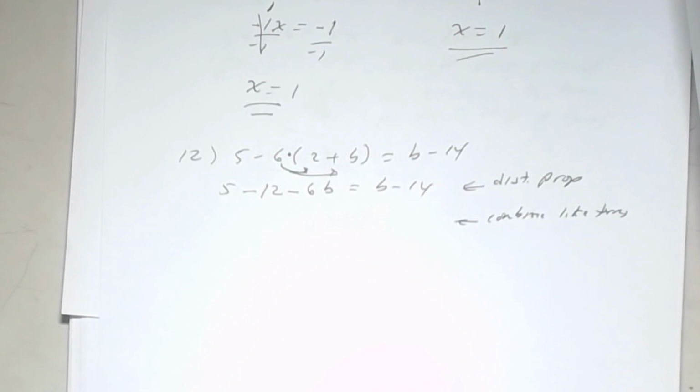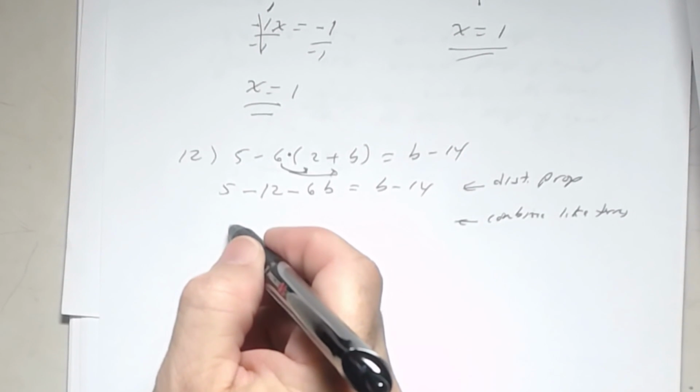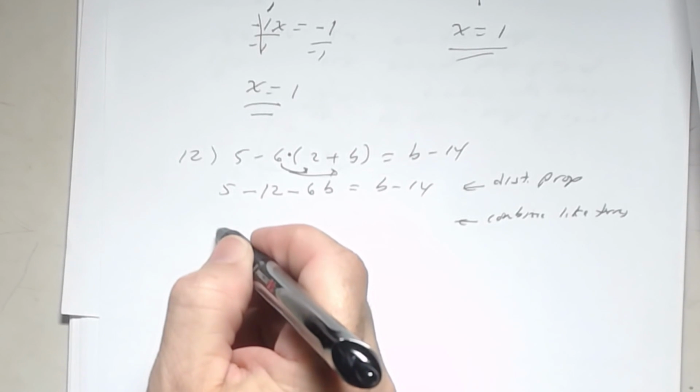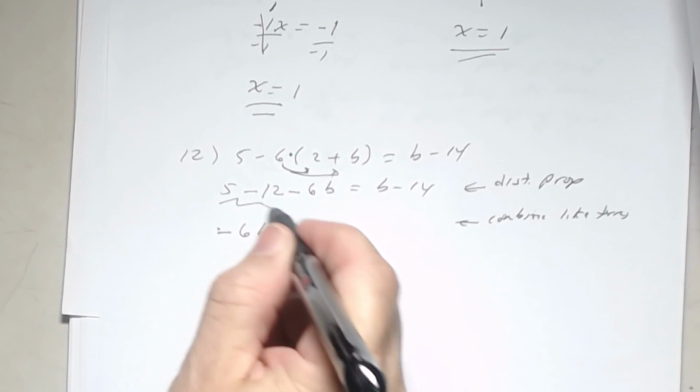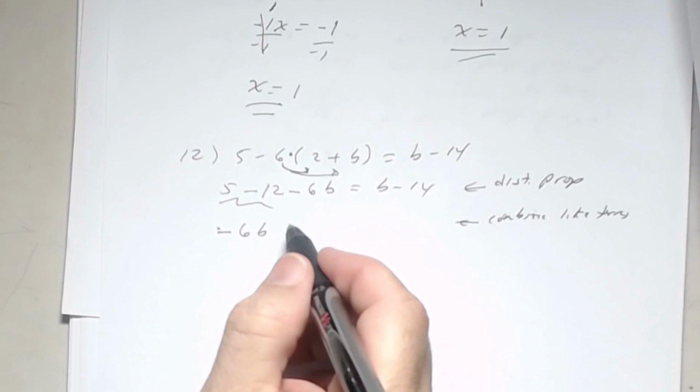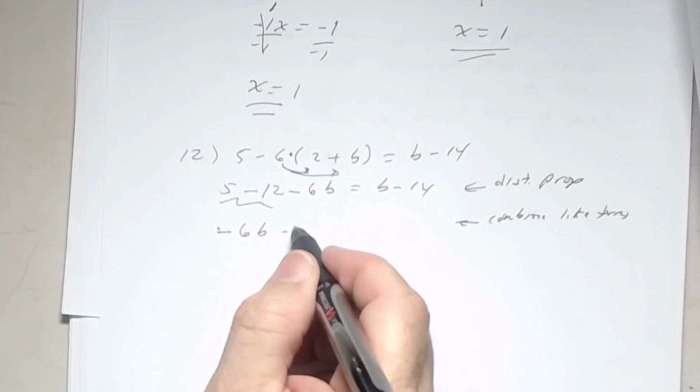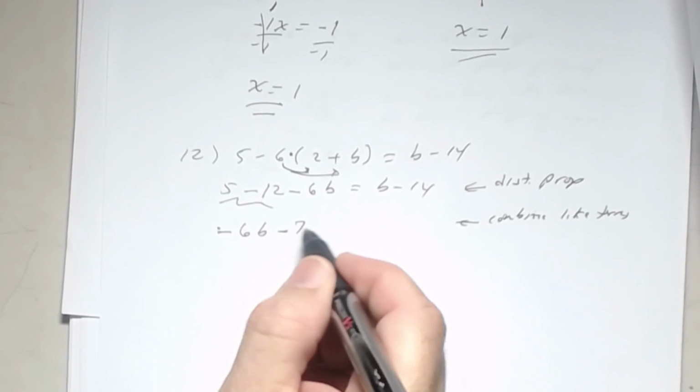So when I combine like terms on the left, let's put the b's first. So put the b first. That'll be -16 -6b, and then what are these constants? -7. -7 equal b minus 14, right? Okay, and so let's combine like terms.